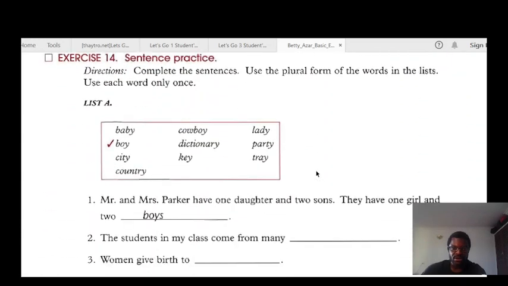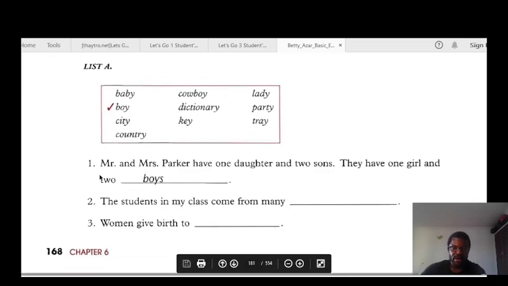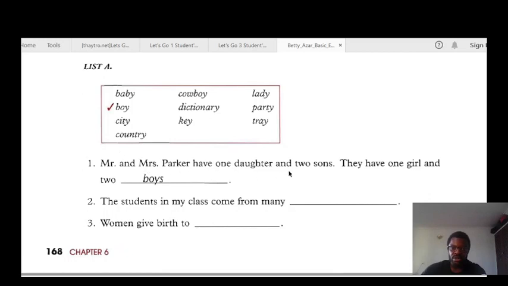After that, we're going to look at this one. Practice complete sentences. Use the plural form of the words in the list. Use each word only once. We've already been given an example. Here we have: Mr. and Mrs. Parker have one daughter and two sons. They have one girl and two boys.